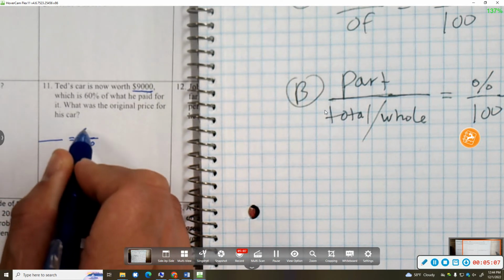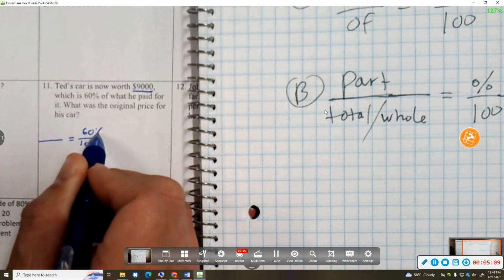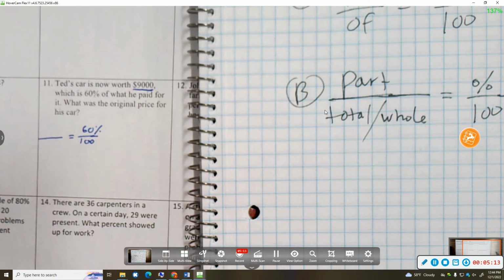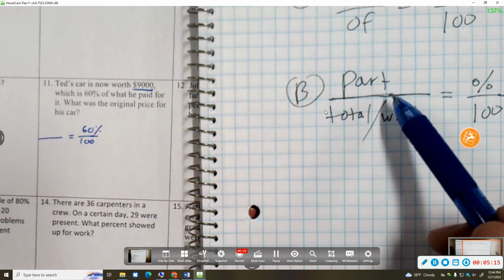They did give you the percent, so you always find the percent first. If they give you the percent, put that first. If they did not, put an X. Now the 9,000, so you have to look at here.